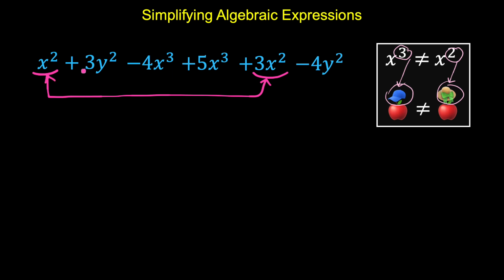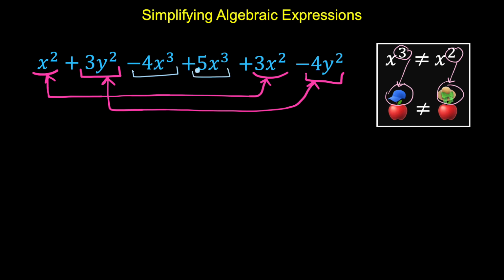And for the next one, we have positive 3y squared. We need to look for another y squared here. So both terms are like terms too. And here we have minus 4x to the power of 3. So we need to look for other variables with 3 in the power, and here we have x to the power of 3, and here we have x to the power of 3, so both terms are like terms.